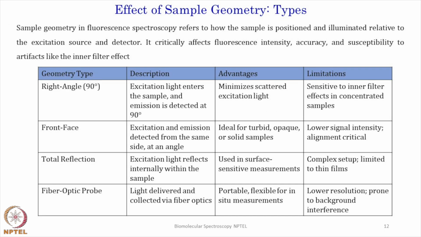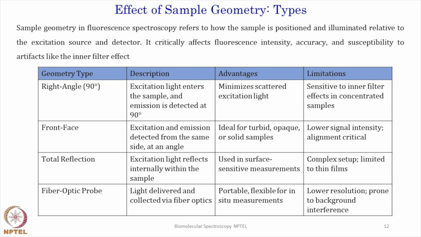So, what are the effects of sample geometry? As I mentioned, sample geometry is very important. The preferred one is 90 degree excitation and emission, right. So, right angle geometry: the excitation enters the sample and the emission is directed at 90 degrees. That minimizes the scattering of excitation light, but is sensitive to inner filter effect for concentrated samples. So, for concentrated samples this is not the preferred one; for diluted samples, this is the preferred one, right.